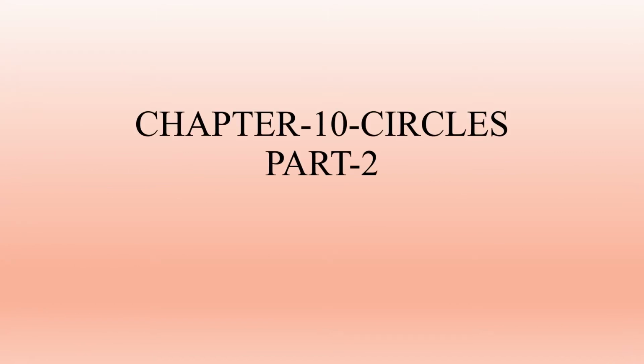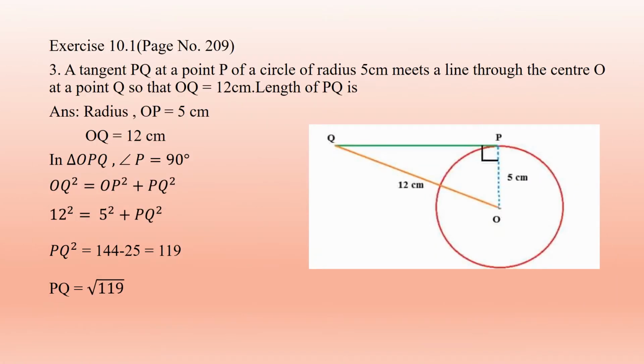Good morning, children. Today we are going to continue with the circles lesson part 2. Exercise 10.1, question number 3. A tangent PQ at a point P of a circle of radius 5 cm meets a line through the center O at a point Q so that OQ is equal to 12 cm. Find the length of PQ.